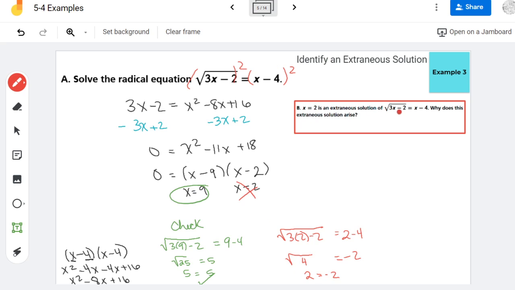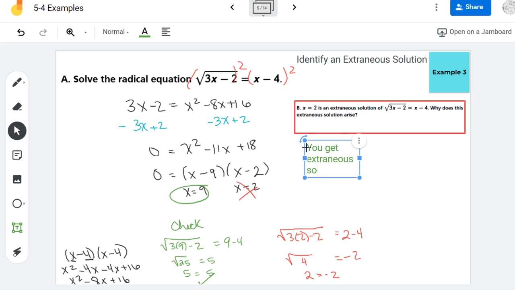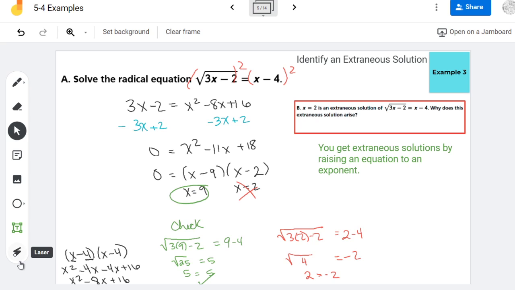All right, now part B here, it says that x equals 2 is extraneous. Haha, I knew it. And they're wondering why that solution arises. So again, remember, let me use my text here. You get extraneous solutions by raising an equation to an exponent. So there we have it, y'all. That is how you identify an extraneous solution and how to solve radical equations that have variables outside of the radical. So until next time.